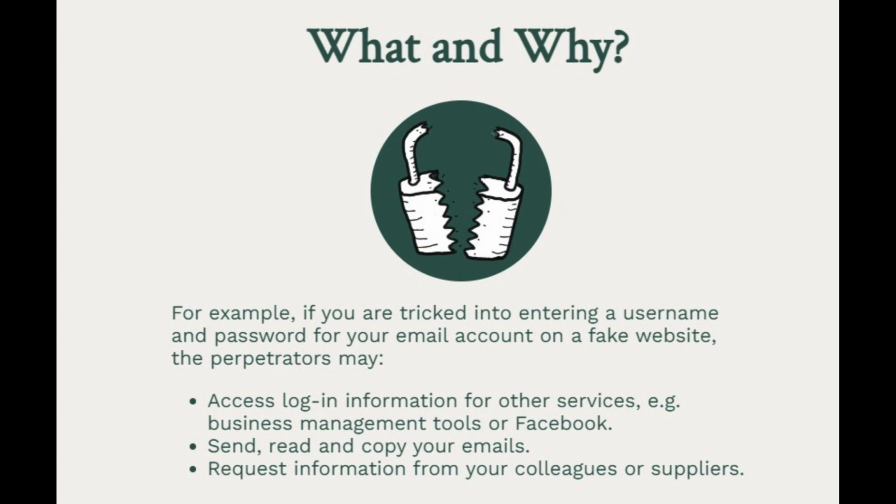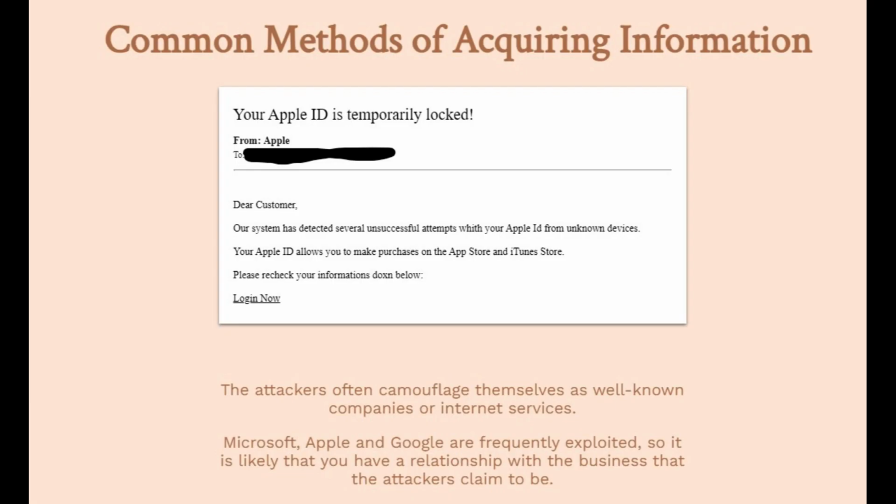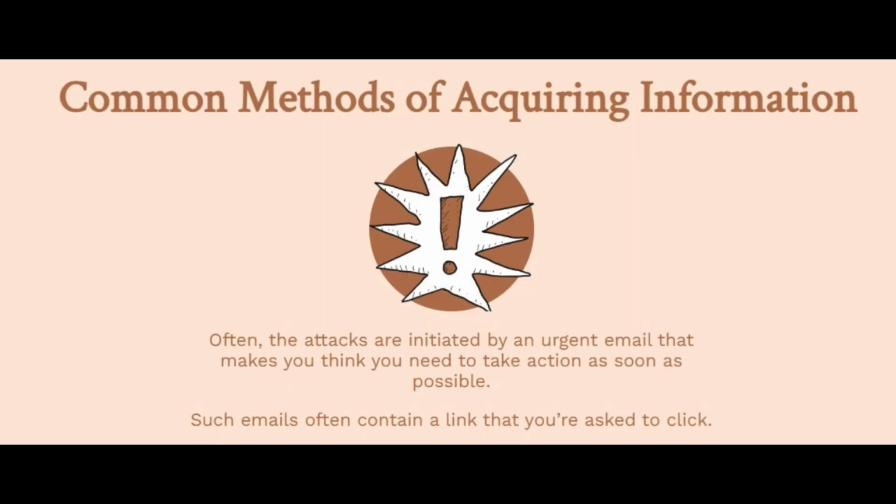A common method of acquiring such information is that attackers often camouflage themselves as well-known companies or internet services such as Microsoft, Apple and Google. These are the names they normally use. Often the attack is initiated by sending an urgent email that makes you think you need to take action as soon as possible. Such an email generally contains a link that you are prompted to click on. So never do that.